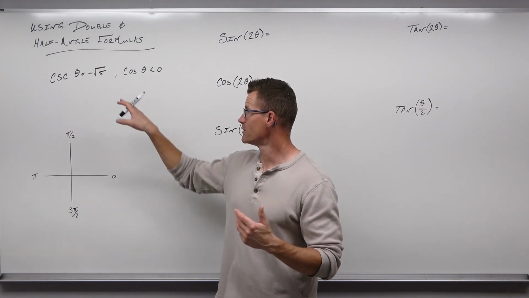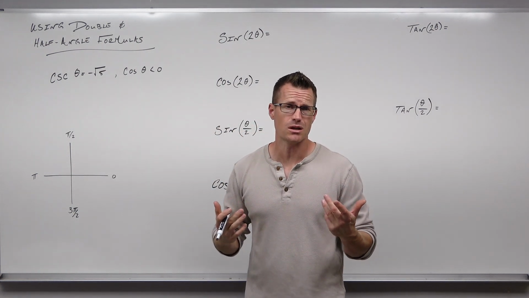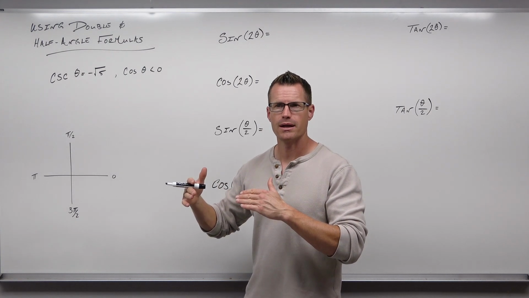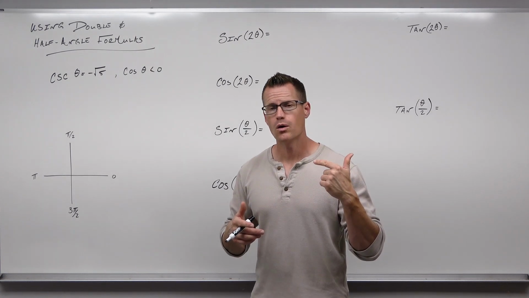So if you're given a cosecant, but everything you have to deal with is in sines and cosines, change it. If cosecant theta equals negative square root 5, then sine theta is the reciprocal. Sine theta has to be negative 1 over square root 5.